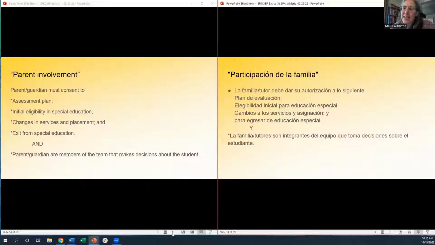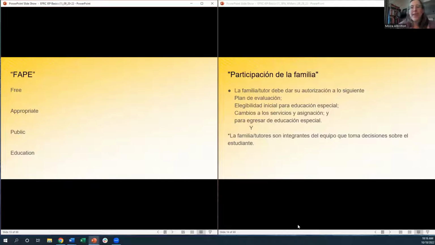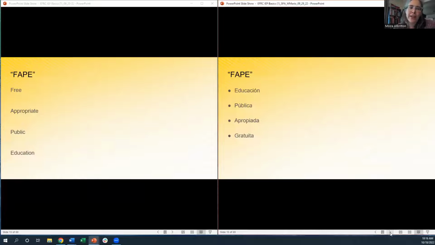Next slide is to introduce a concept called FAPE, and that stands for Free, Appropriate, Public Education. I'm going to just define those. Free means at no cost to the family. Appropriate means that it's been reasonably determined to offer educational benefit to the student.